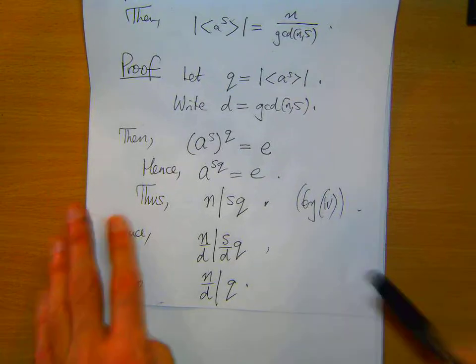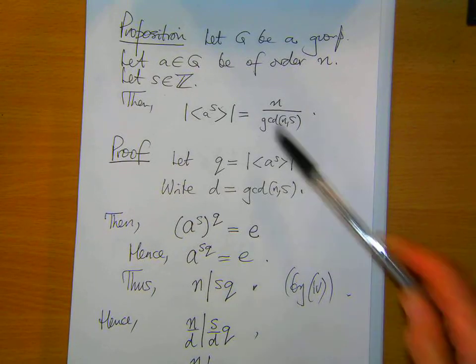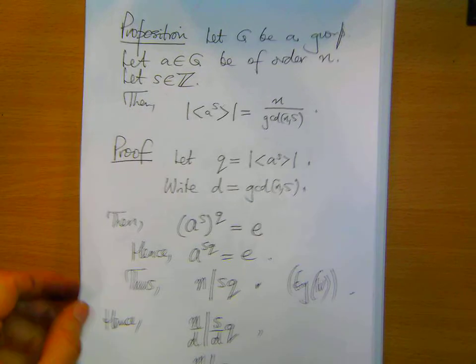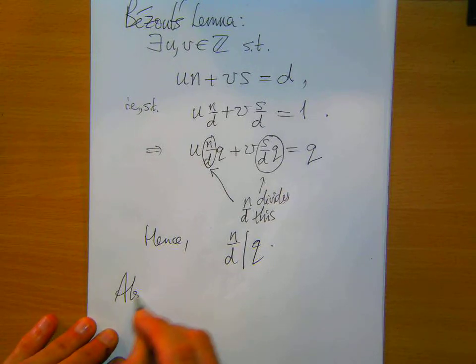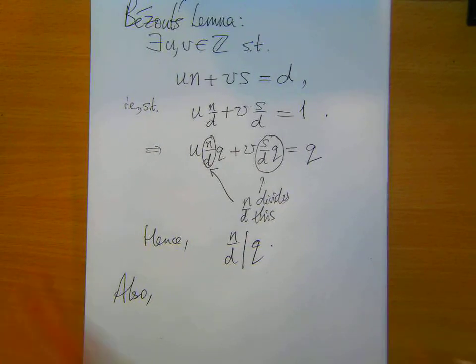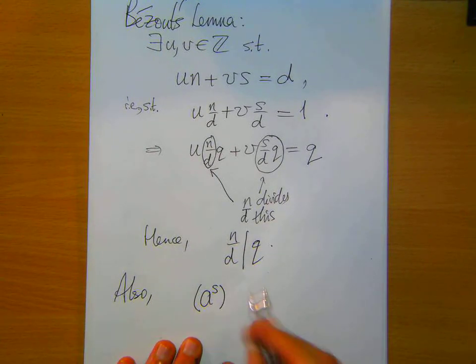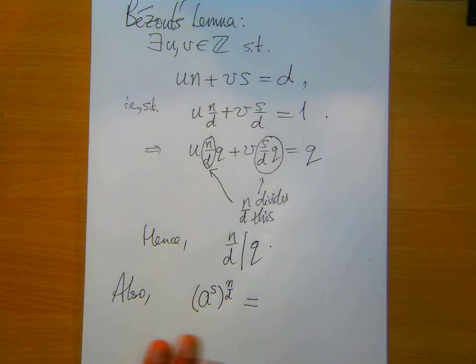Just to remind ourselves, we're trying to show that q is n over d, and so far we've got that q is a multiple of n over d. So what I want to do now is to show that n over d is a multiple of q, and then we'll have what we want. Also, suppose I look at a to the s, to the power of n over d.